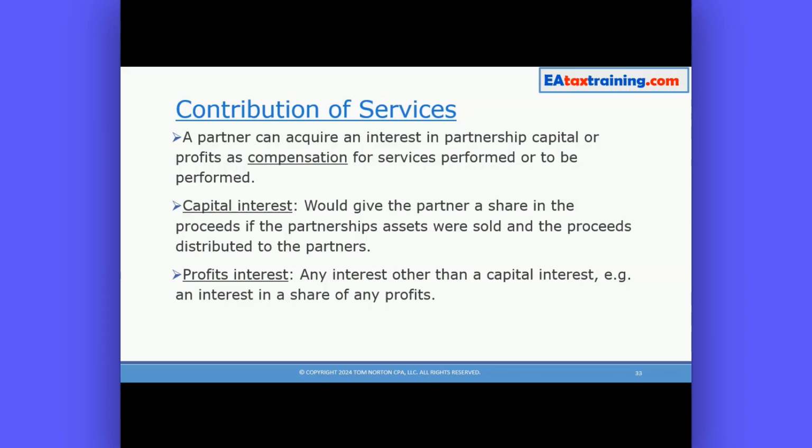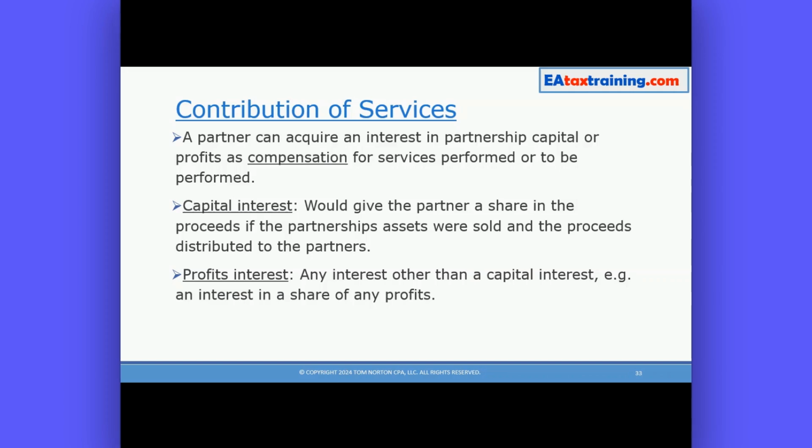When we talk about a capital interest, and later in this video we will talk about your capital account, what a capital interest means is kind of like your stock interest in a corporation. That's your capital interest. If we sold all of the assets and paid off all the debts, what's left over would go to the owners, the partners. So you get some percentage of the ownership interest in the partnership.